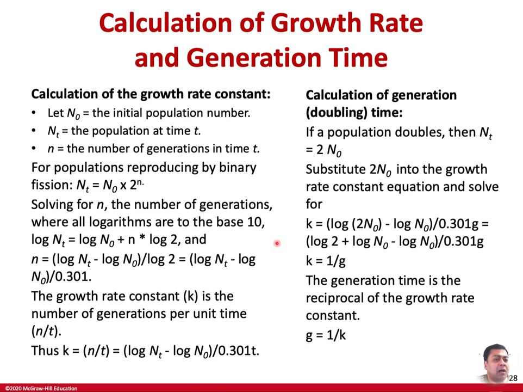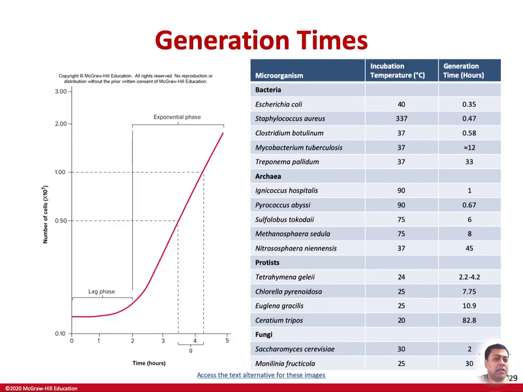And then from there, if you solve this, finally you calculate the growth rate constant. So what is that growth rate constant? Finally, you can get that k equals 1 over g after substituting this. The generation time is the reciprocal of the growth rate constant. So this is the important thing that we derive from here, that g equals 1 over k, where k is the growth rate constant. So the generation time is reciprocal to the growth rate constant. That's the overall take-home message from the growth rate and the generation time.